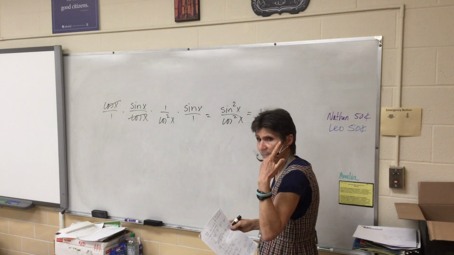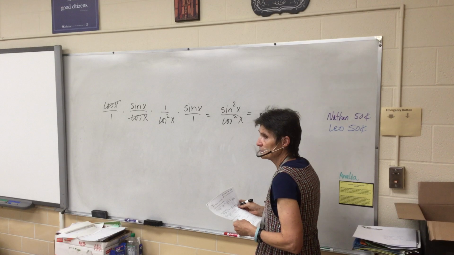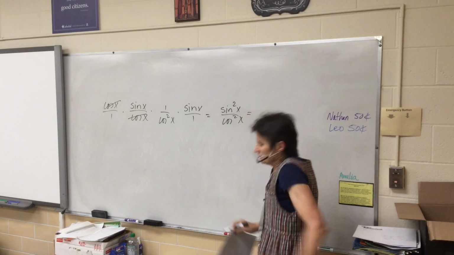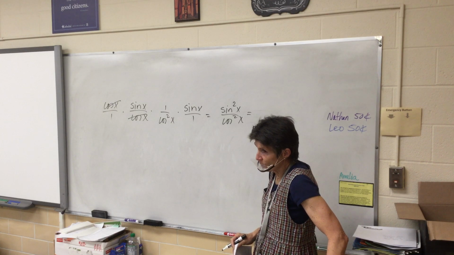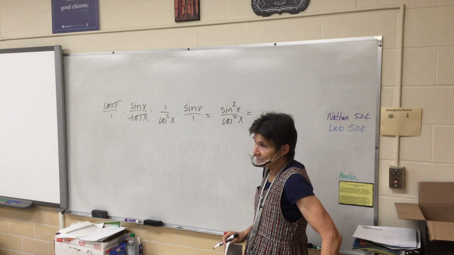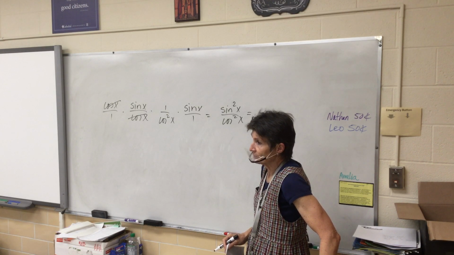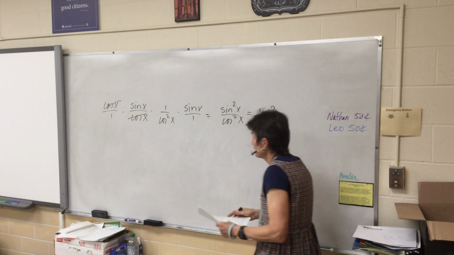If I multiply, what's sine squared over cosine squared? Sine squared plus cosine squared is 1. What is sine squared over cosine squared? Tangent squared. Yeah, that's tangent squared. Good, good, good.